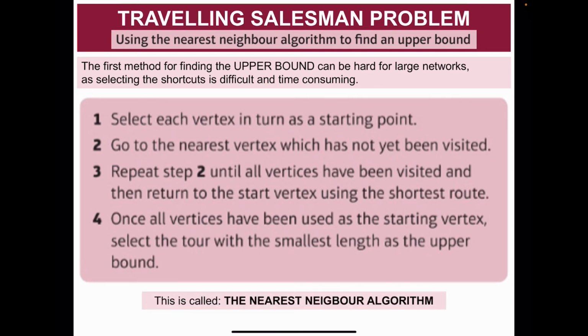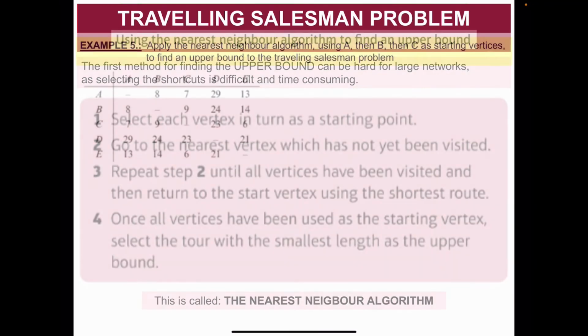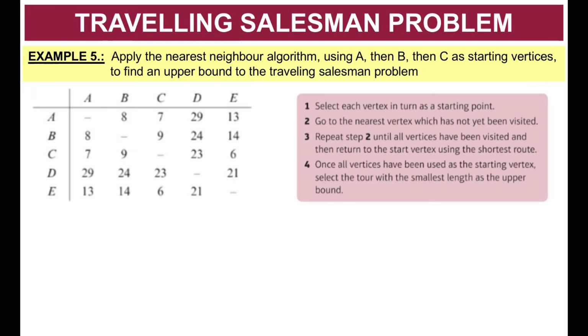So let's look at how it works on the example. Example 5 says we need to apply the nearest neighbor algorithm using A, B, and C. So you don't have to go for every single one. They just told you to follow it for A, B, and C. So I'm going to write it here.